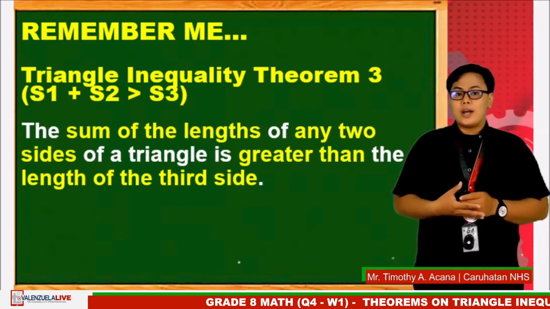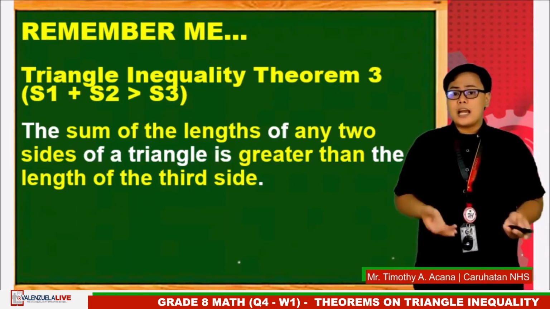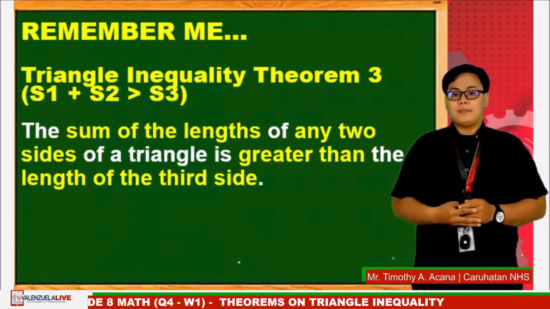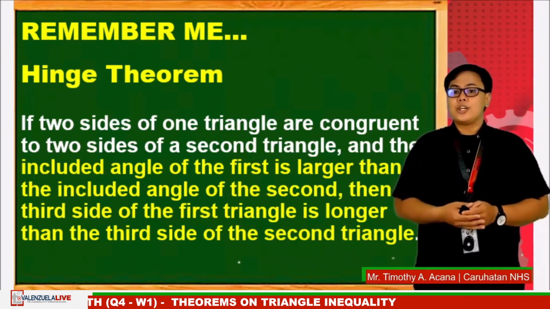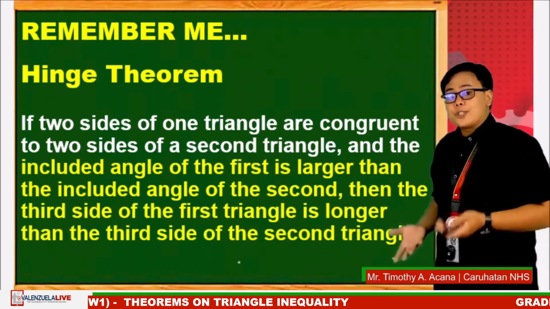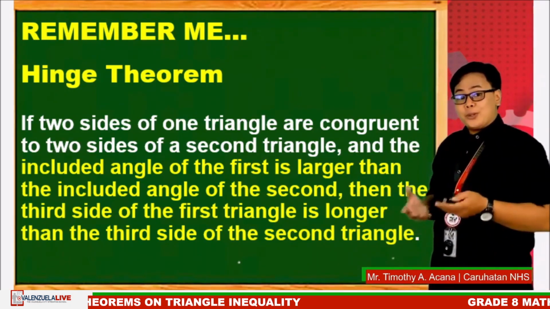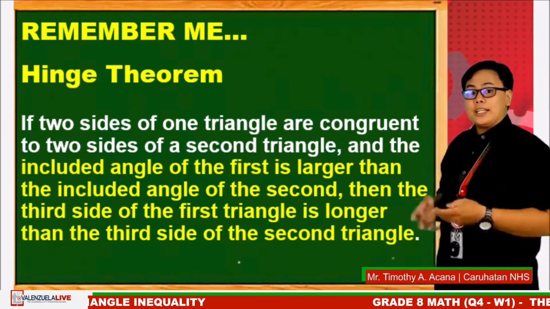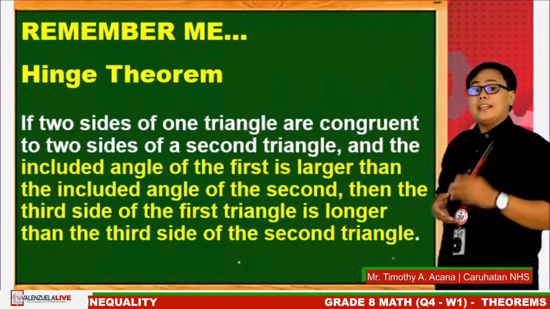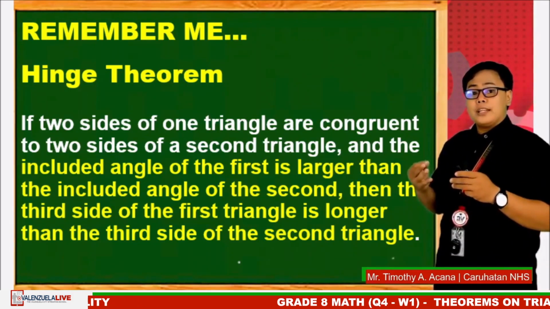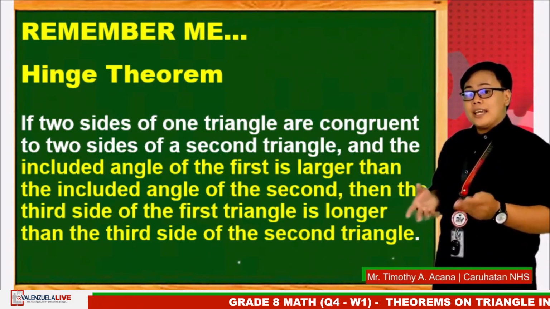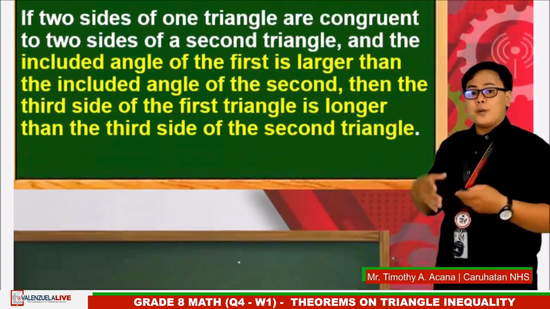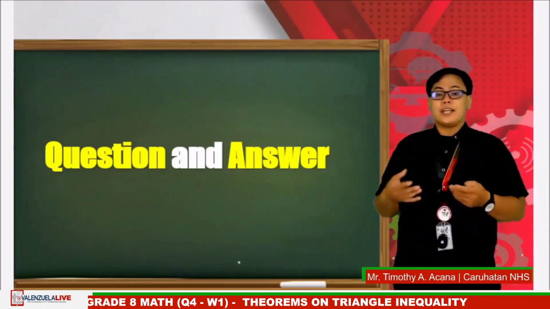And triangle inequality theorem number 3 says that the sum of the lengths of any two sides of a triangle is greater than the length of the third side. And lastly, we have the hinge theorem, wherein if two sides of one triangle are congruent to two sides of a second triangle, and the included angle of the first is larger than the included angle of the second, then the third side of the first triangle is longer than the third side of the second triangle. I hope you were able to understand the different theorems on triangle inequality.